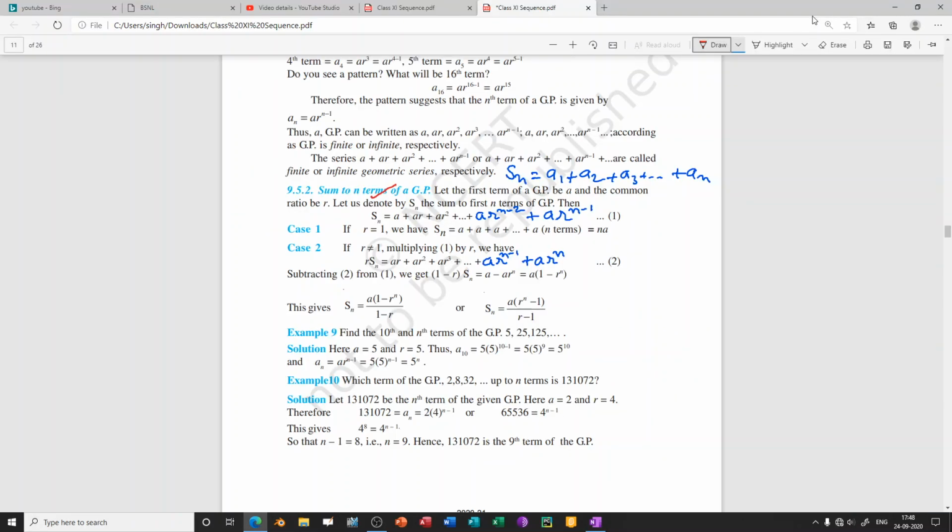Sum to n terms of a GP. Let the first term of a GP be a and the common ratio be r. Let us denote by Sn the sum of the first n terms of the GP.